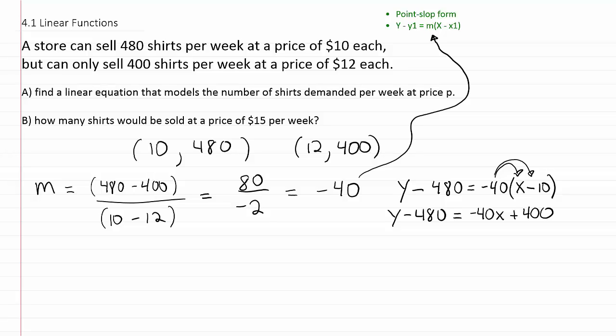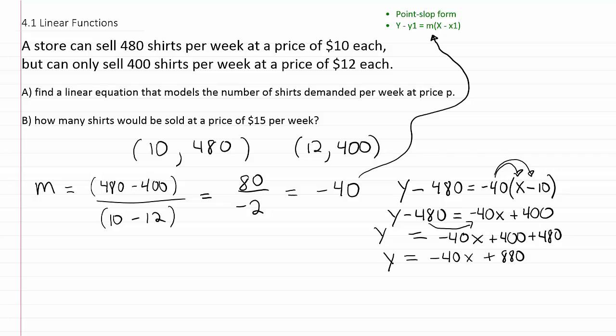Now from here, if we solve for y, we move the 480 to the side, so we have y equals negative 40x plus 400 plus 480. Remember, when that 480 goes across the equal sign, it changes the sign to a positive number. So we end up with y is equal to negative 40x plus 880, since 400 plus 480 is 880. Okay, so that's your equation.